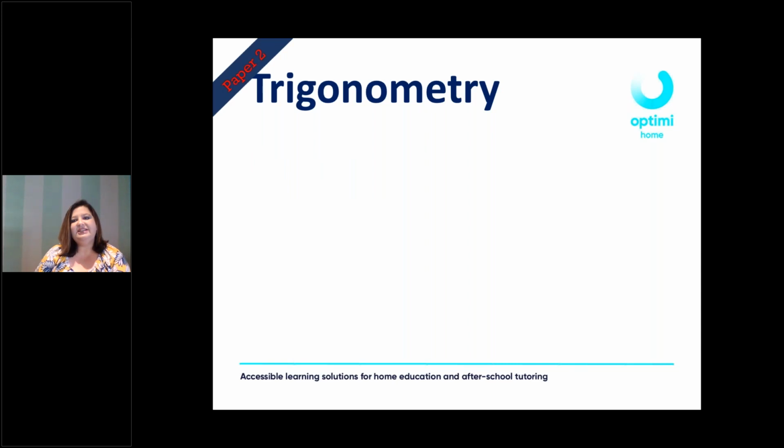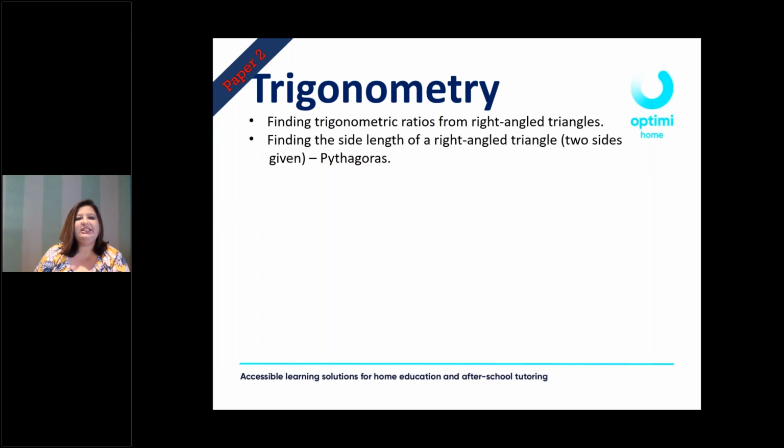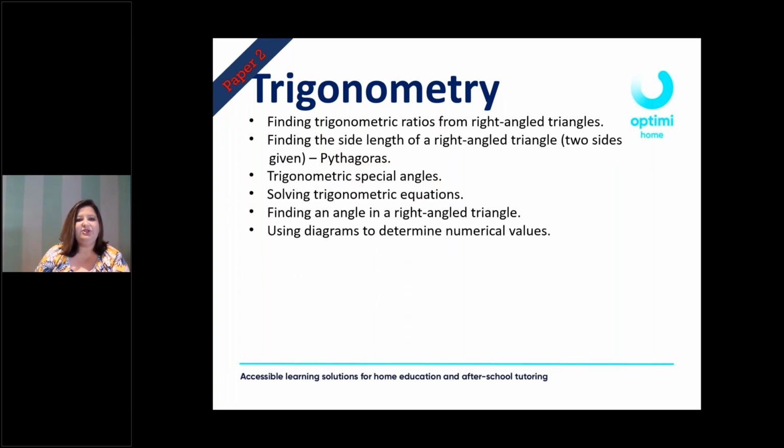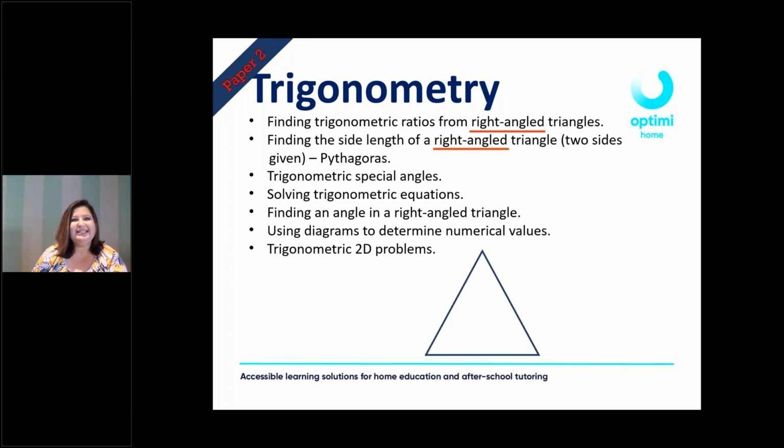Right, so we said that trigonometry will be done in paper 2, and we looked at everything that you need to be able to do in trigonometry. It's very important for you to know that we are working with right-angled triangles. If you look at the word trigonometry, it has to do with triangles. In Afrikaans, we call that driehoeksmeting. That means the measurement of a triangle.